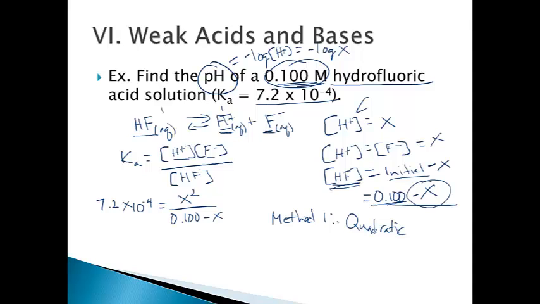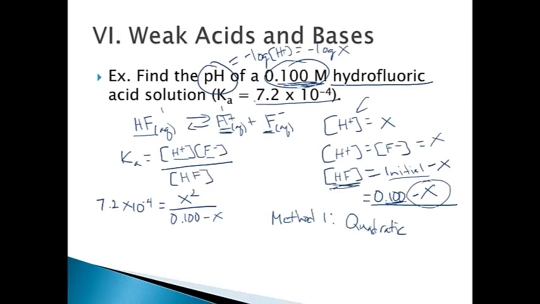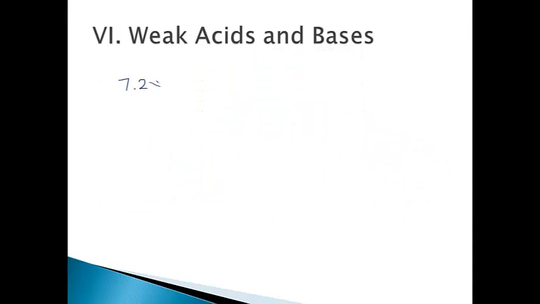So that's one way to do it. Now, there's a faster way to do it. You can use a method called successive approximations. We still go back to the original numbers, where Ka is 7.2 times 10 to the negative fourth, and we still have x squared and 0.100 minus x. So 7.2 times 10 to the negative 4 is equal to x squared on the top, and 0.100 minus x. Now what we do is we assume values for the x down there.